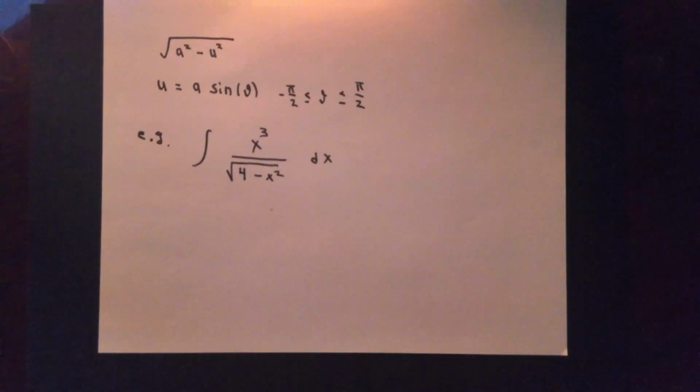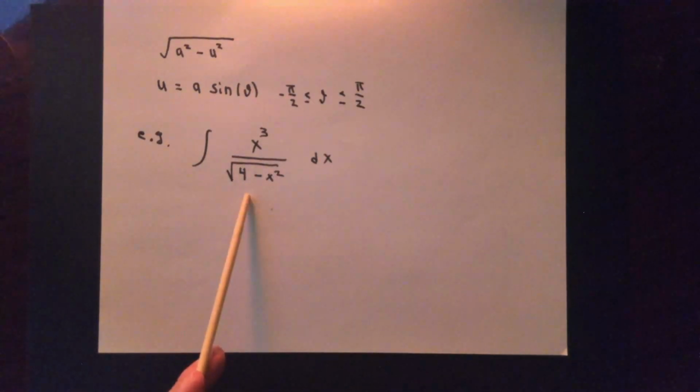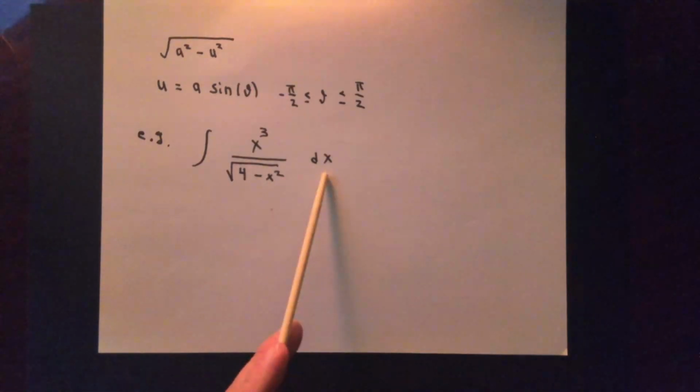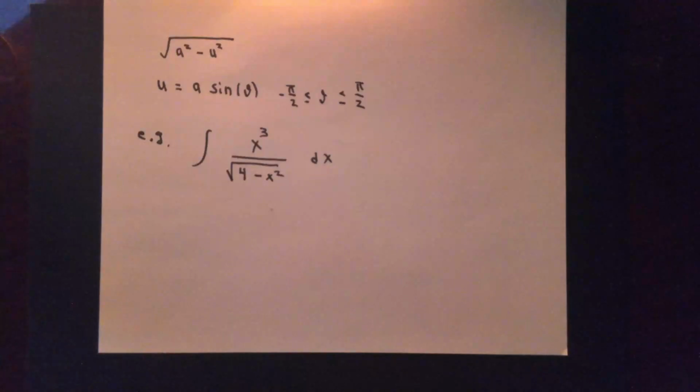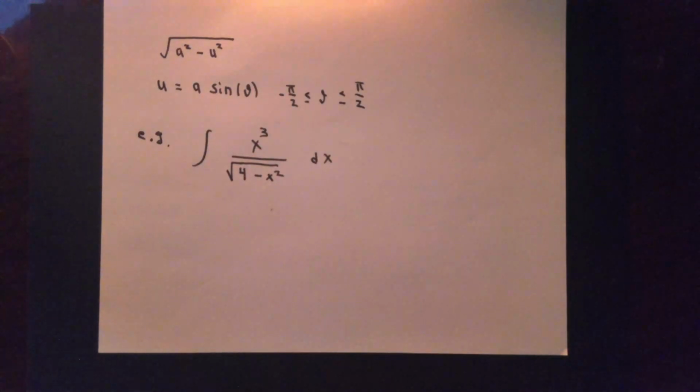As an example of this sort of thing, let's look at the integral of x cubed over square root of 4 minus x squared dx. Before proceeding, I'd like to make a comment though. If this were just x to the first power upstairs, there would be no need to go through what we're about to. We could just do a u substitution. But in this case, we do have the x cubed.